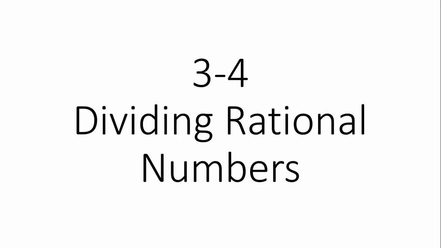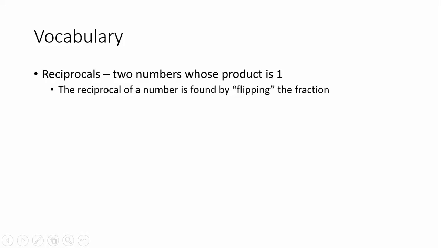Section 3.4 is titled Dividing Rational Numbers. A reciprocal, or reciprocals, are two numbers whose product is 1. And we find the reciprocal of a number by flipping it when it's written as a fraction.